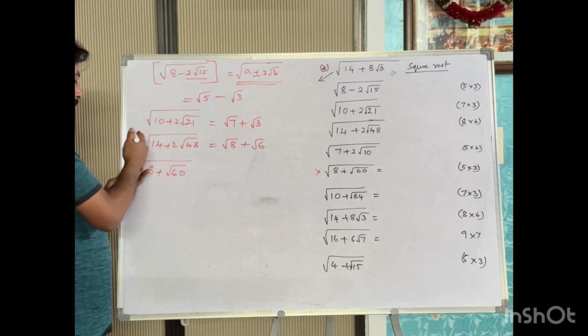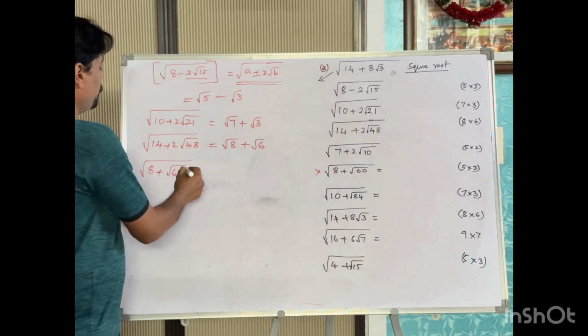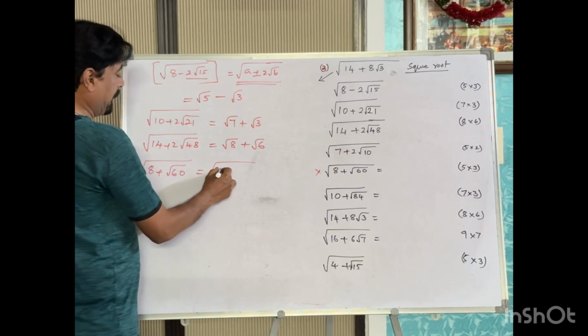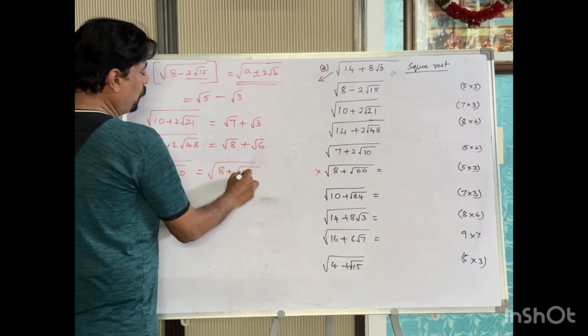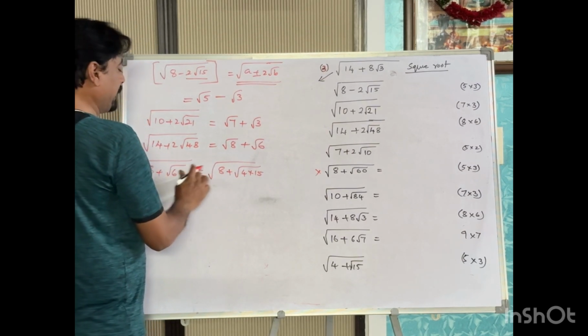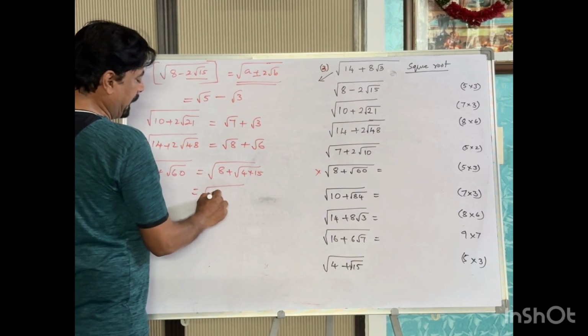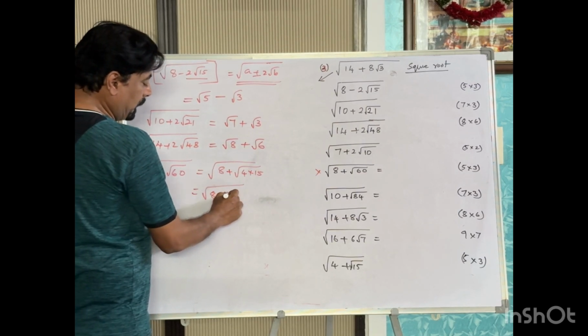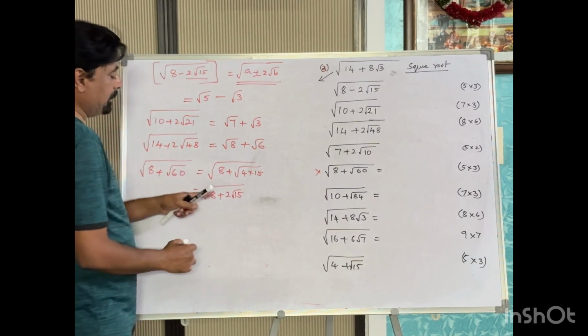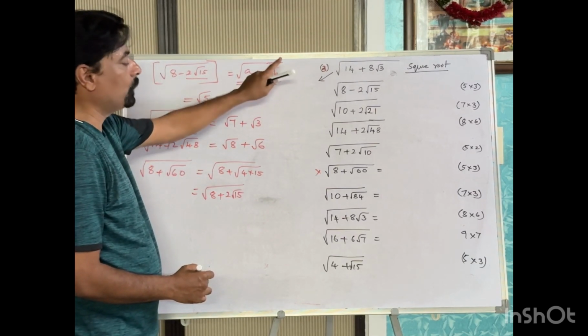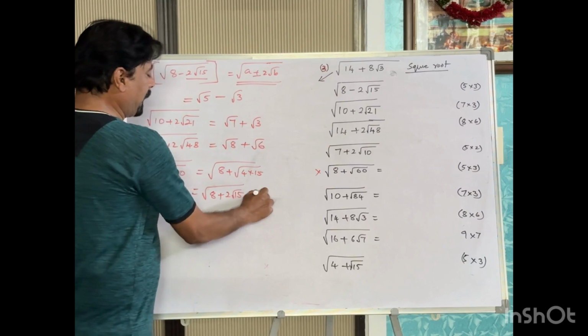So you require to bring 2 out. So how I am doing, you see, this is under root 8 plus 4 into 15. This 60 I can write 4 into 15. So you bring back the 4, this will become 8 plus the 4 will come out, that will be 2 root 15. Now this is in the form of a plus or minus 2 root b. Now directly you can write the answer.